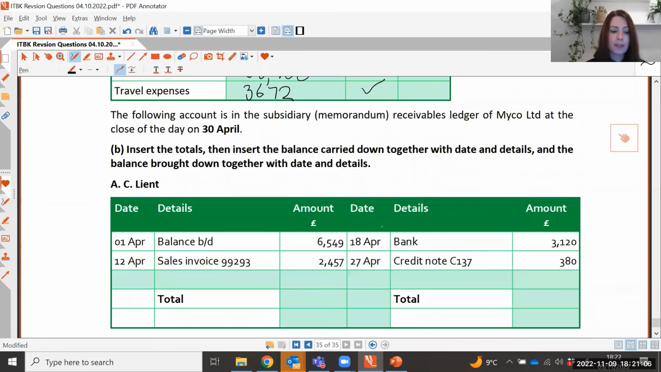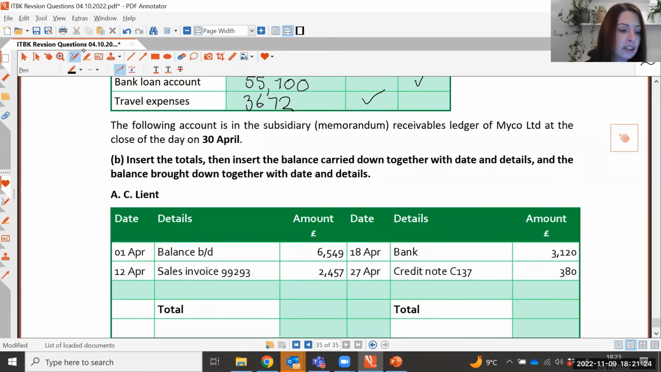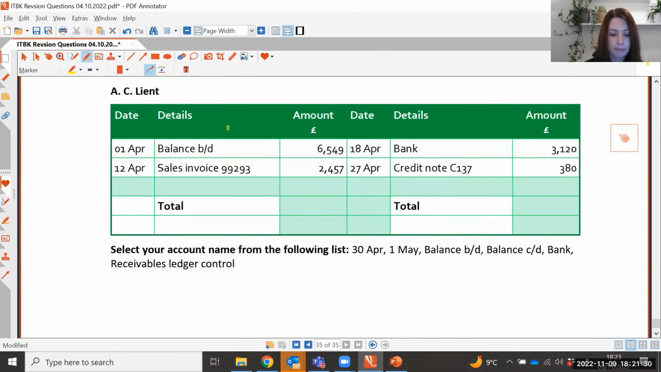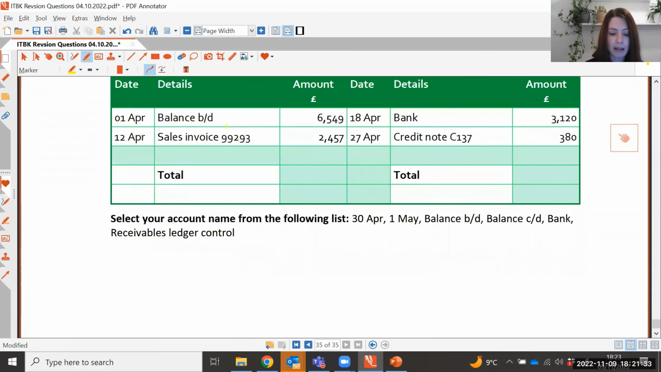And then it says the following account is in a subsidiary receivables ledger of Michael Limited at the close of day on the 30th of April. Insert the totals, then insert the balance carried down together with the date and details, and the balance brought down together with the date and details. So we need to bear in mind that their close of day is the 30th of April. So we've got their account here. So what would we enter as a total in both sides of the account?